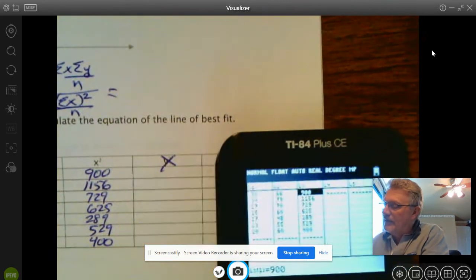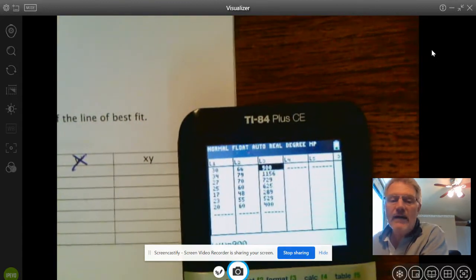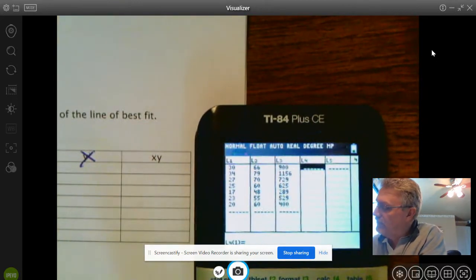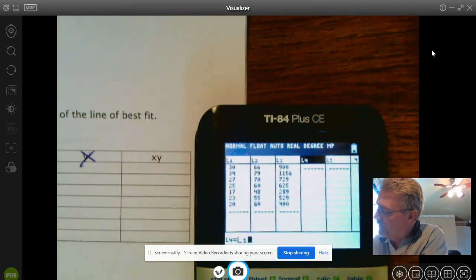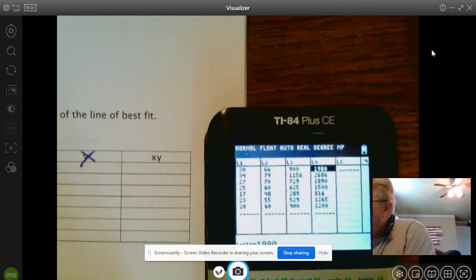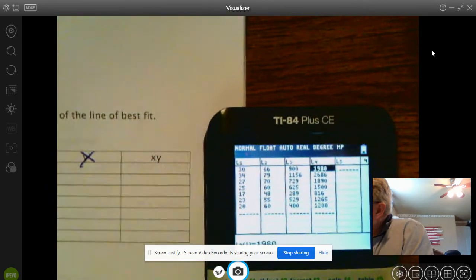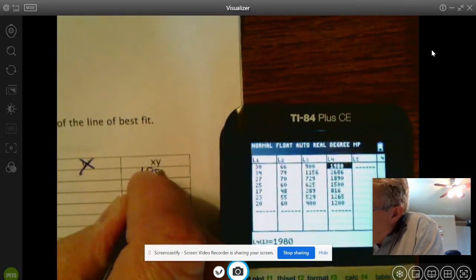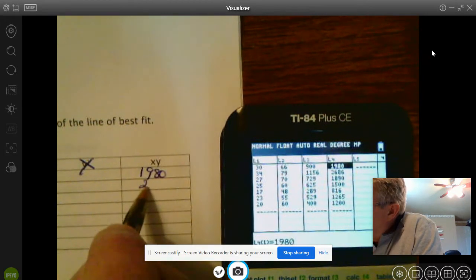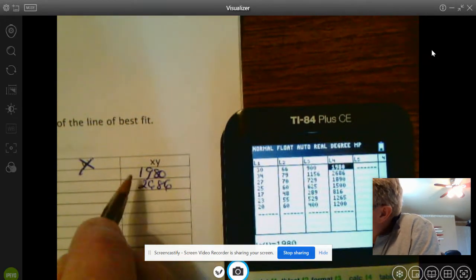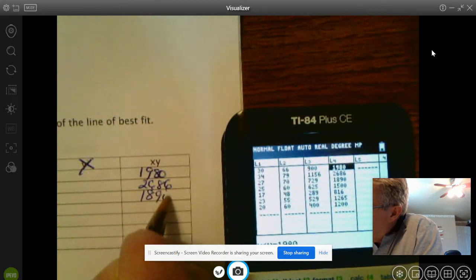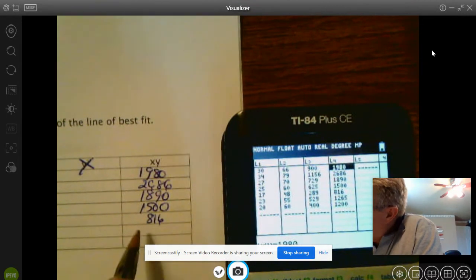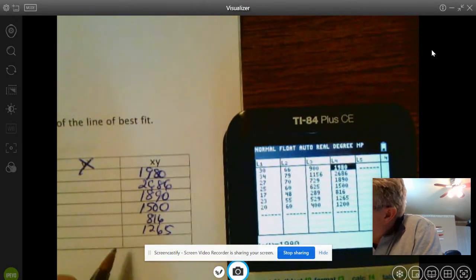All right, and then I need my xy's. So I'm going to go over to list 4, go up to the title, and do L1 times L2. Okay, so 1980, 2686, 1890, 1500, 816, 1265, and 1200.